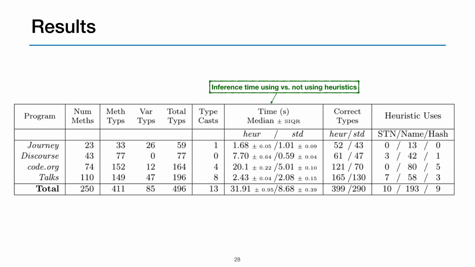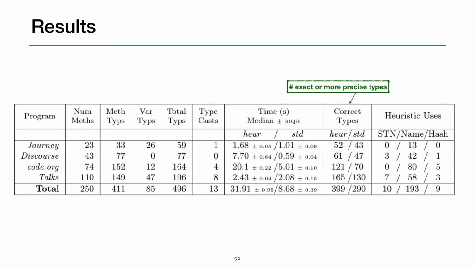Next, we show the inference time when using versus not using heuristics. When using heuristics, inference took about 32 seconds, while when not using heuristics, inference took about 9 seconds. When we took a closer look, we found that about 75% of the time spent on inference when using heuristics was spent on just a single rule, struct to nominal, which involves searching the space of all methods defined for each class in a program. Now, even though we were able to achieve some speedups using pre-processing and caching, this nevertheless remains an expensive computation.